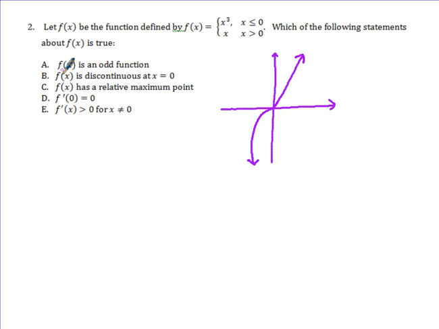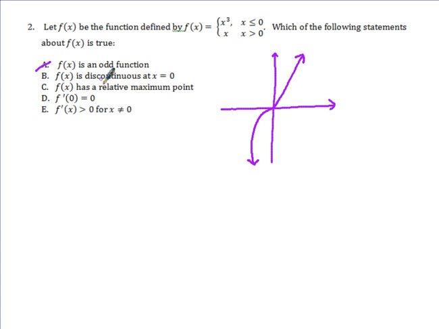Answer A, f of x is an odd function. Well, if I consider each of these functions individually, they are odd functions as long as we're including all real numbers. But since I'm only graphing x cubed for x less than 0 and x for x greater than 0, we do not have an odd function. Odd function means origin symmetry, and I don't have any symmetry here. So that is not true.